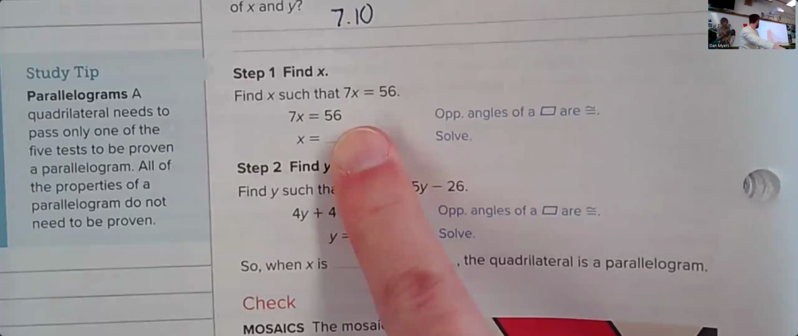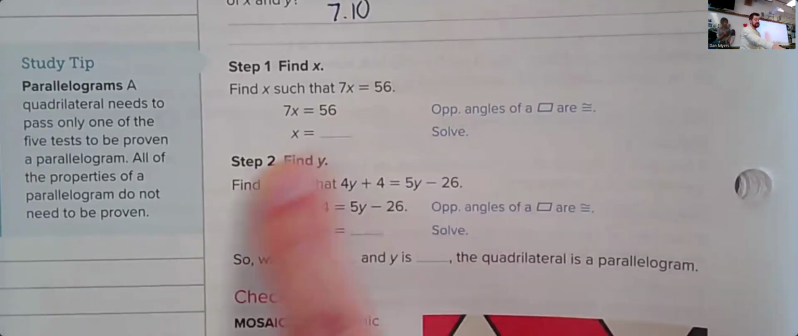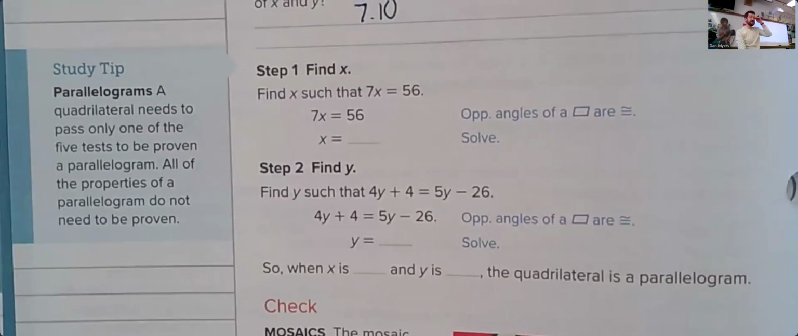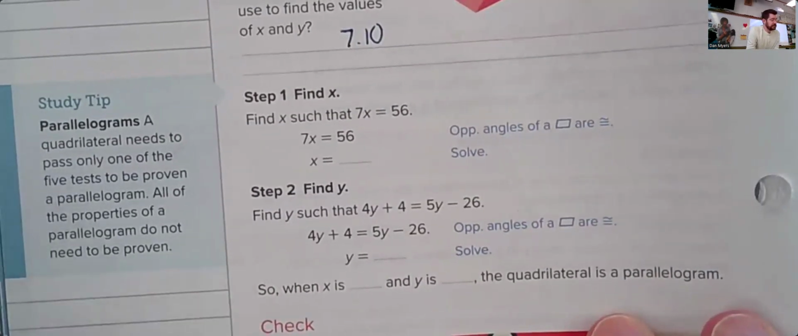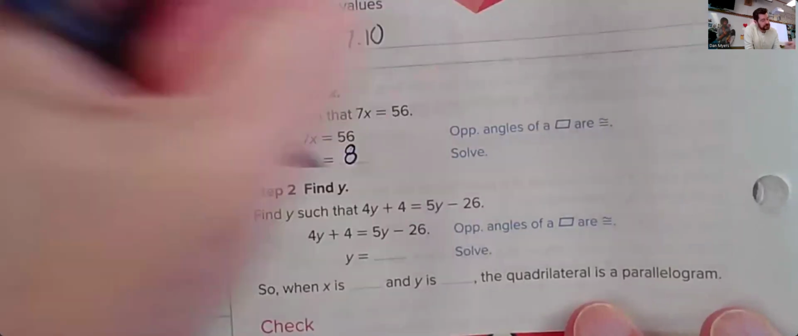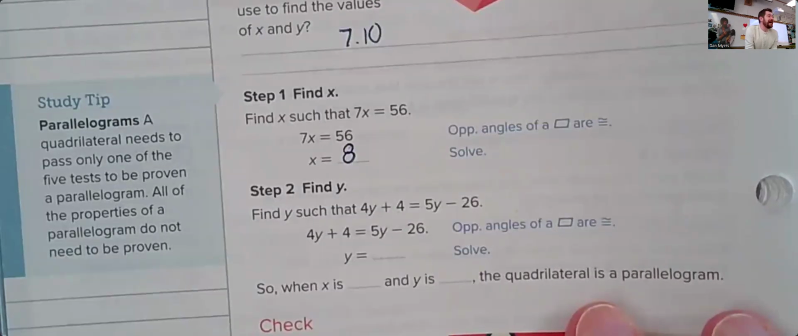Find X such that 7x equals 56. 7x equals 56, divide by 7. What's 56 divided by 7? 8. X equals 8. It's the same math that we did yesterday.